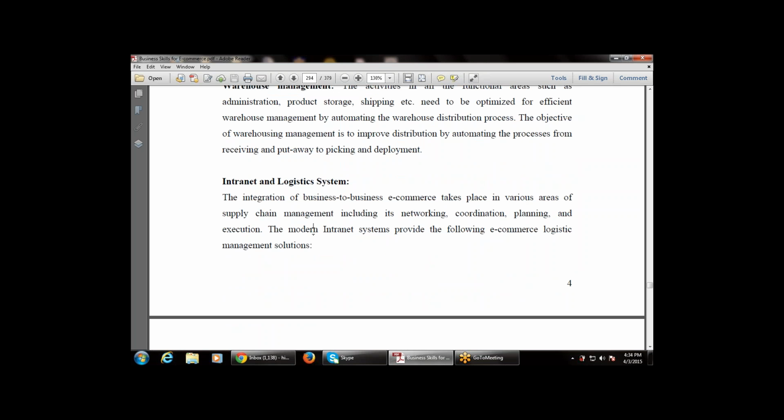This says the integration of business to business e-commerce takes place in various areas of supply chain management. So whenever there is B2B e-commerce, it takes place in various areas of supply chain management, including networking, coordination, planning and execution.